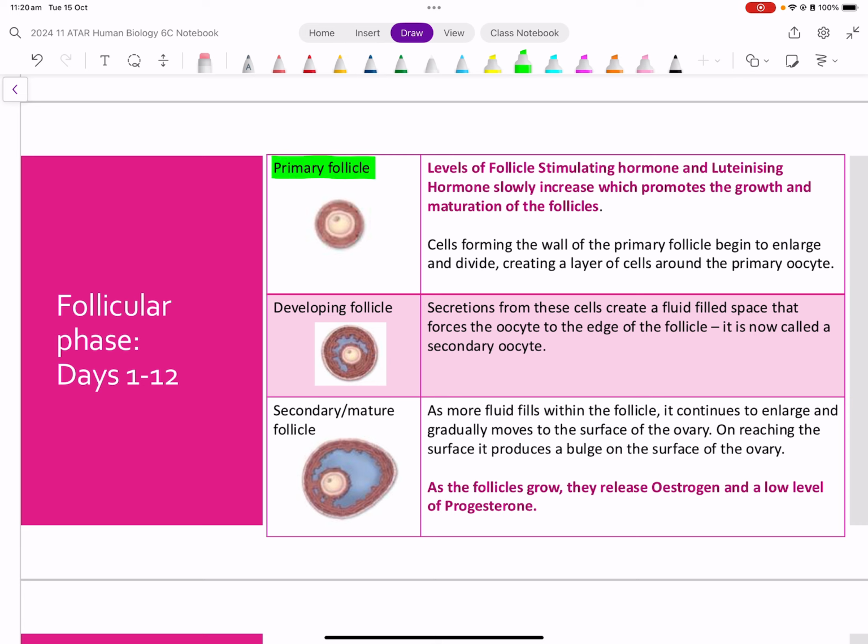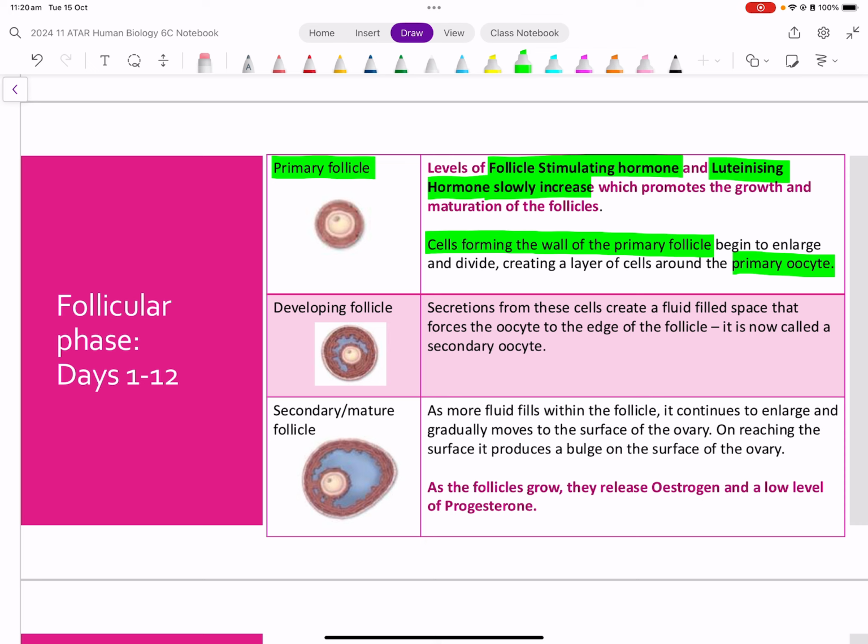The primary follicle develops as levels of follicle-stimulating hormone, or FSH, and luteinizing hormone slowly increase. And what that does is it allows for follicles to reach the next stage of maturity. So what does that actually look like within the follicle? Well, the cells themselves form a wall of the primary follicle, enlarge, and they divide. And this creates a layer around that primary oocyte.